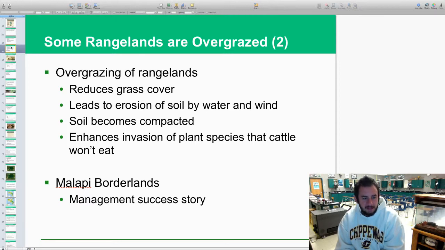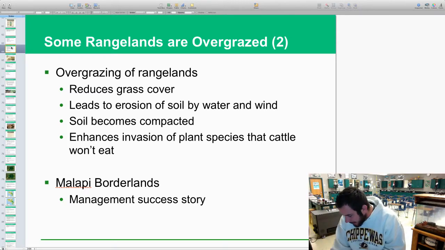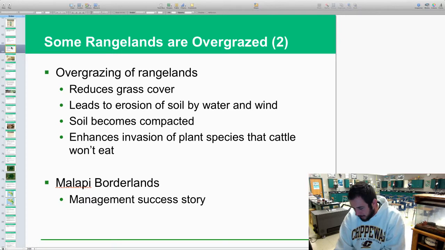One of the case studies is the Malpai Borderlands, and it is a success story, and I'll read you a little bit of what the book says about it. It says the Malpai Borderlands is an area on the border between southwestern United States, Arizona and New Mexico, where ranchers, with the help of the federal government, not only allowed overgrazing for more than a century, but also fought back fires and kept the grasslands from burning.